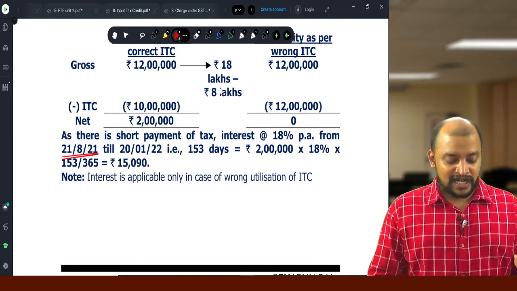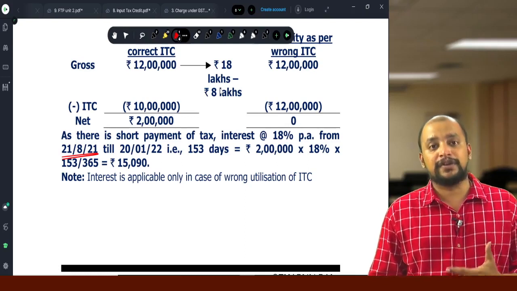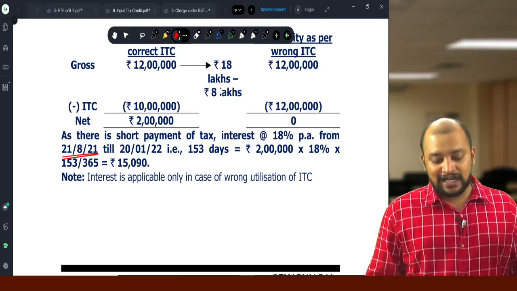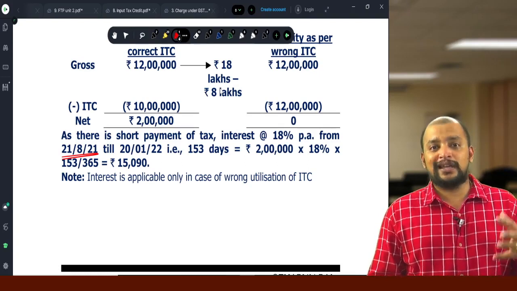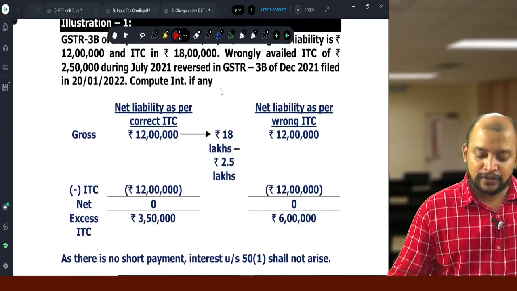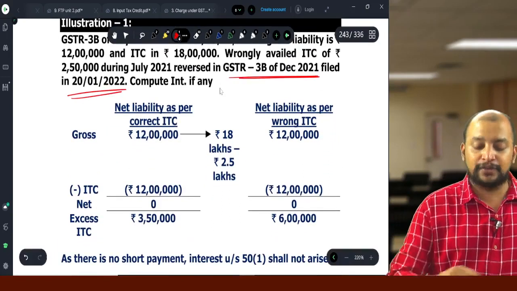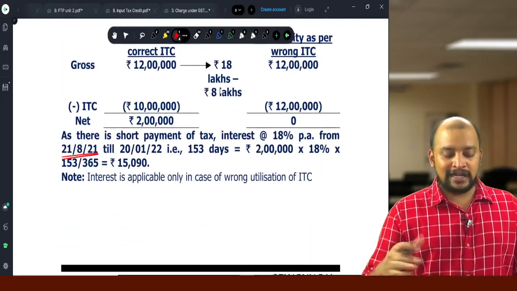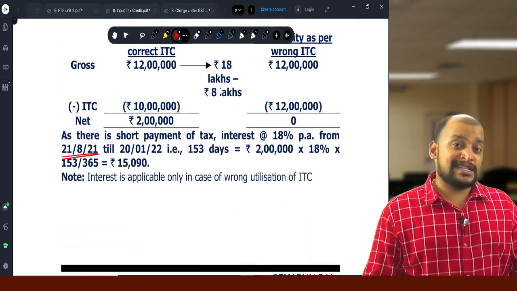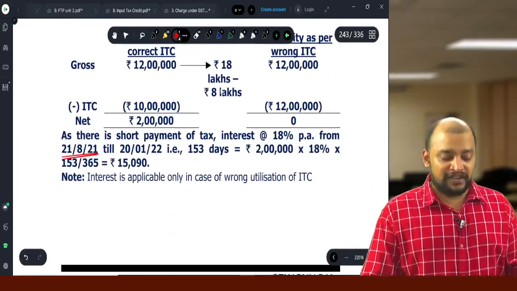So, therefore, 21st August 2021 till 20th January 2022. For these 153 days, we need to compute the interest that is payable. So, why 20th January 2022? Because GSTR 3B of December was filed on 20th January 2022. So, till that date from 21st August, even though GSTR 3B has been filed on 12th August, we will count it from 21st August only.